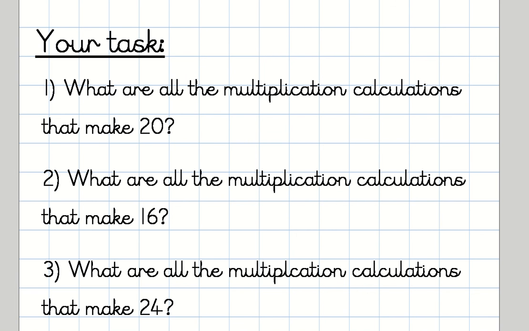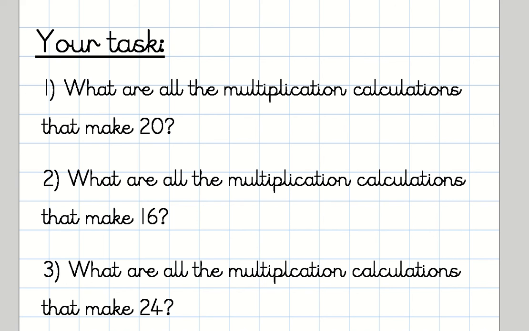We're going to move straight on to your task, which is going to be repeating what we have just learnt this morning. I want you to have a go at as many of these as you can. For number 1, think, what are all the multiplication calculations that make 20? Number 2, what are all the multiplication calculations that make 16? And number 3, what are all the multiplication calculations that make 24?